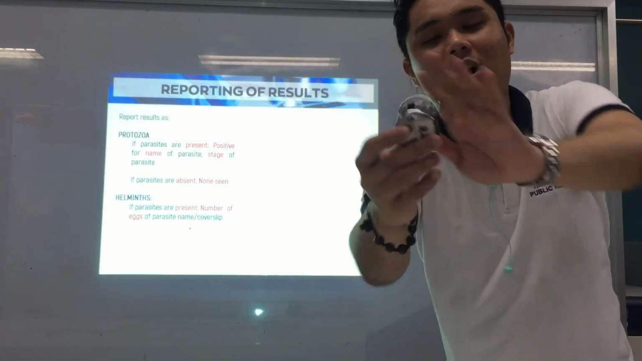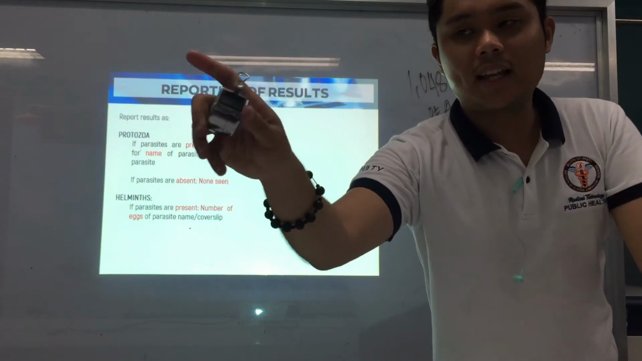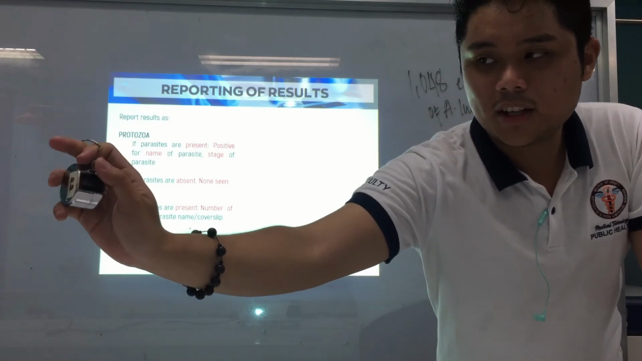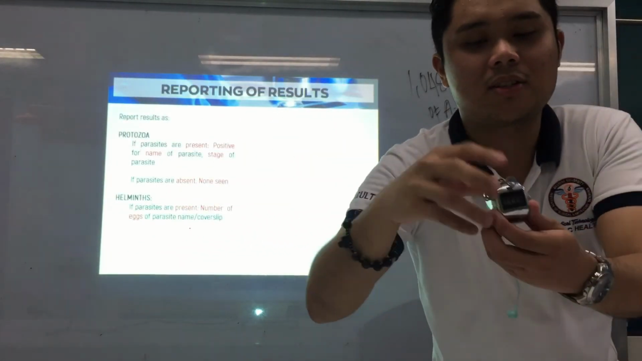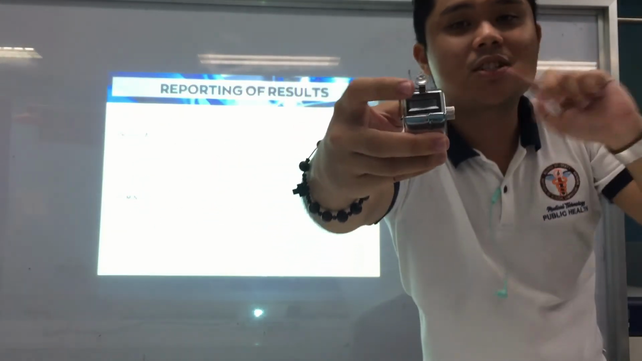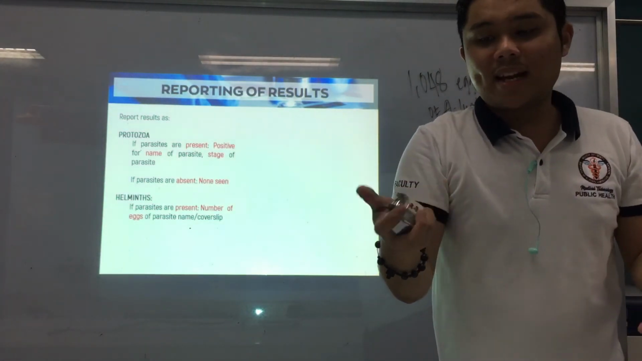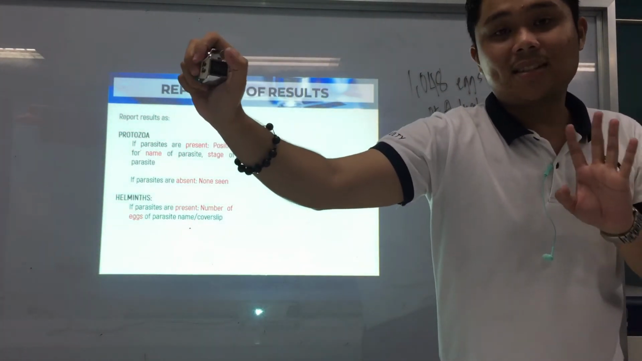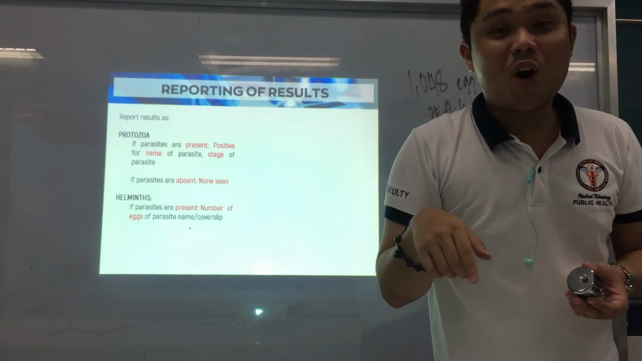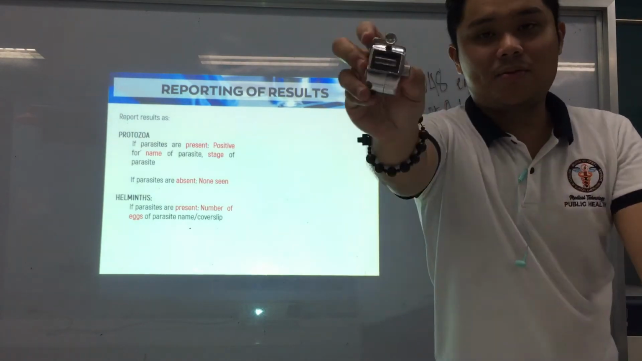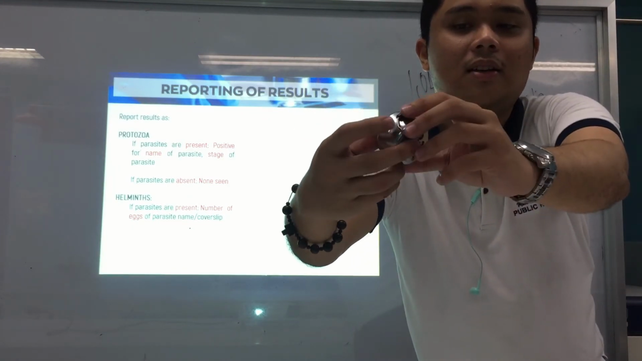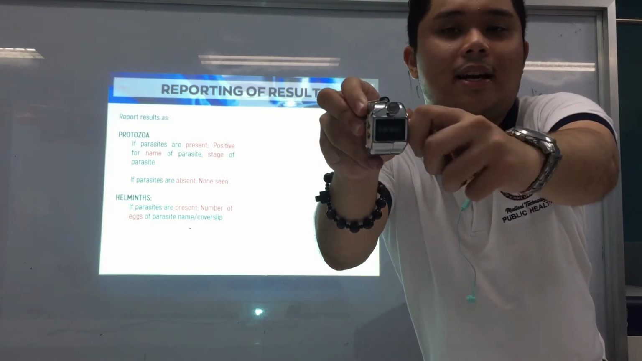A counter. You hold the counter like this. Actually, whatever makes you comfortable. And then you click this for numbering. For every egg that you see in your smear, you click this. So if I click this, I see one egg of Ascaris, another egg, until you finish the cover slip. For example, 12, so it shows the number. And then if you want to make it back to 0, you just turn this.